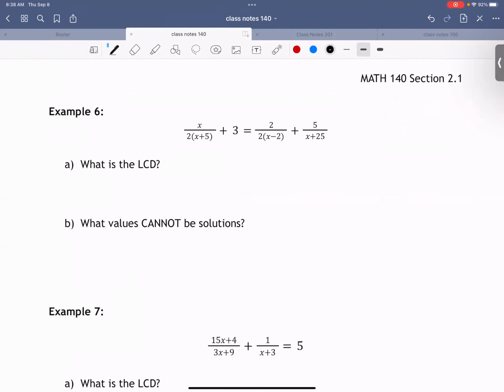Okay, here we have a big one. And there's a reason why we're not actually solving some of this, because solving this would take a lot of time. But we have x over 2, x plus 5, plus 3 equals all this mess over here. Let's talk about what we can make the LCD. Any guesses? Grace? Definitely the 25, so the x plus 25, right? Good, so x plus 25 definitely should be in the LCD. Anything else should be in there?